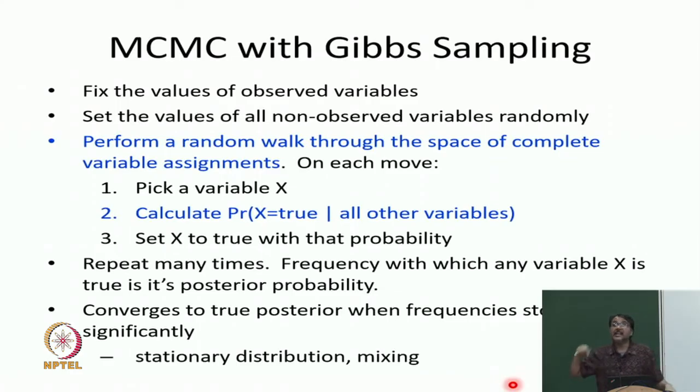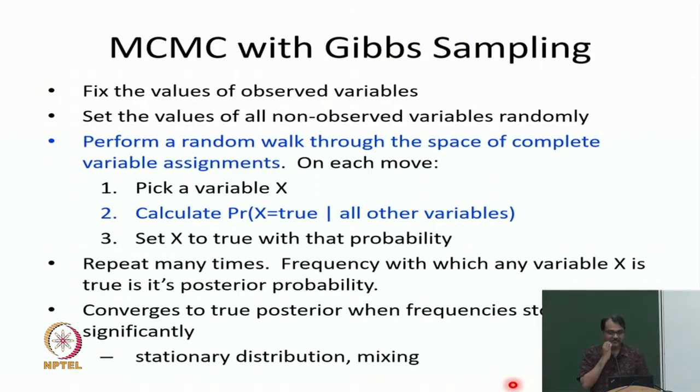Mixed means irrespective of which state I started from, I have now come to more or less the same distribution, the right distribution you want to get to. That is called the mixing time. It is a theoretical concept. In practice, we say we are going to get rid of the first 100,000 samples. That is called the burn-in time. Burn-in time is a practical measure for mixing time, which is a theoretical phenomenon.